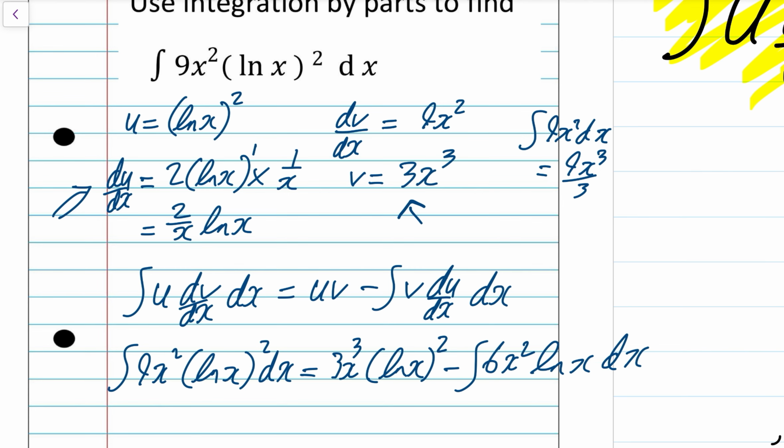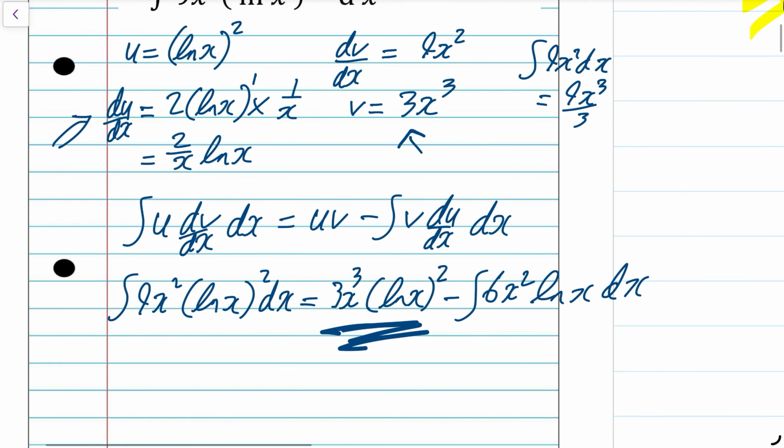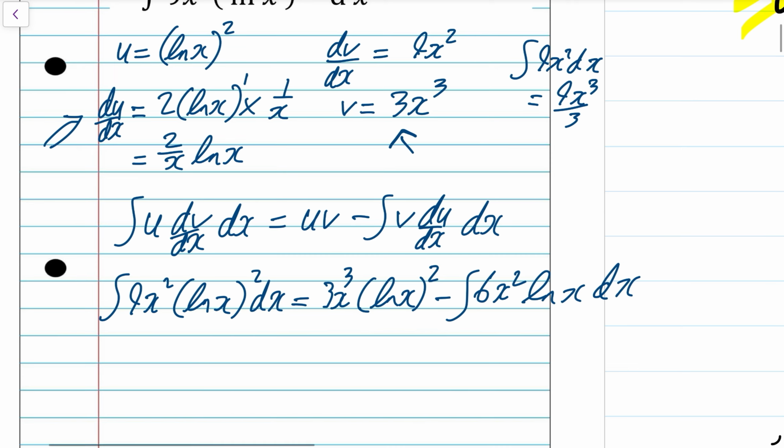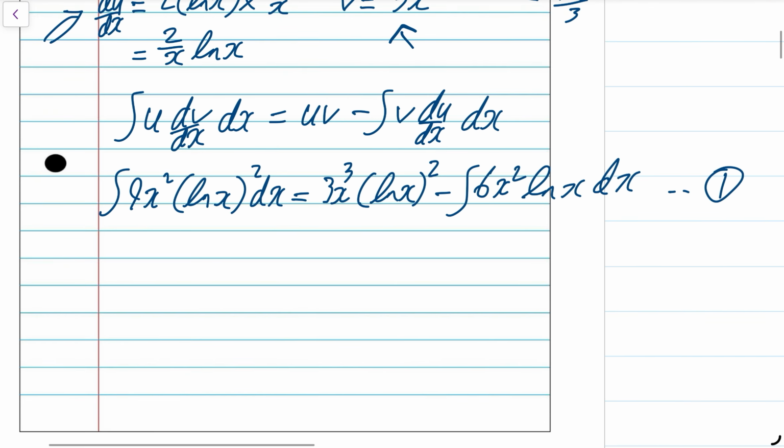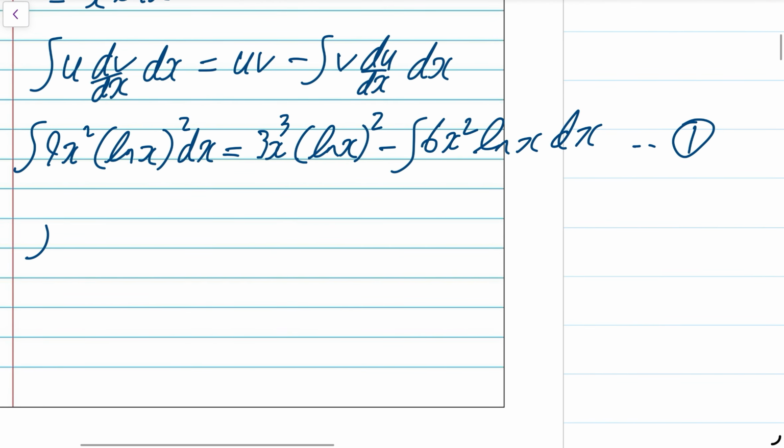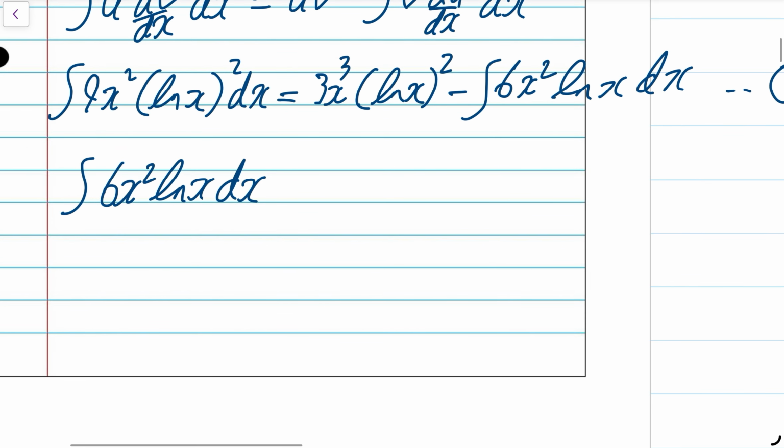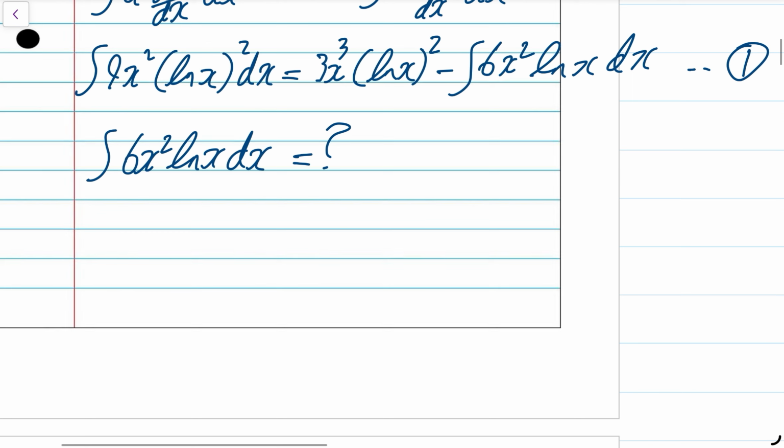Okay, right, now we have to investigate this. So this bit is already integrated, we don't have to do anything with it. We're going to have to investigate this thing over here. So we're going to call this whole thing equation 1, and now we're going to investigate how we integrate 6x squared ln of x dx. So this is where this is going a wee bit beyond what you would normally have. We're going to have to do this and then put that back into equation 1.